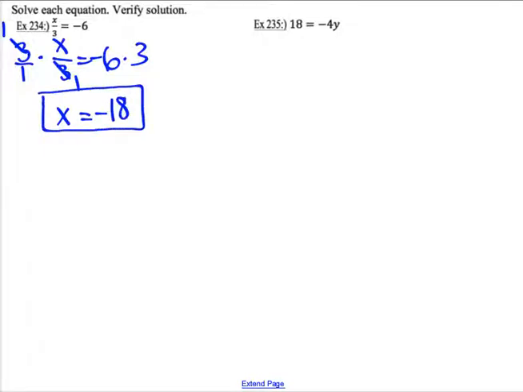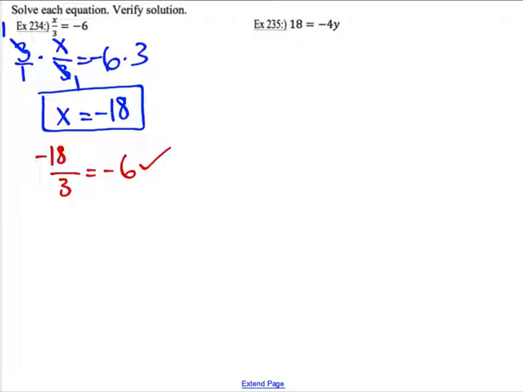Then I check my solution. Okay, for checking your solution, you'll have x over 3 equals negative 6. But you'll replace the x with the answer we got, negative 18. So negative 18 over 3 equals negative 6. Well, negative divided by positive is negative, so the negative checks out. And 18 divided by 3 does equal 6. So that does check out as being the correct answer.